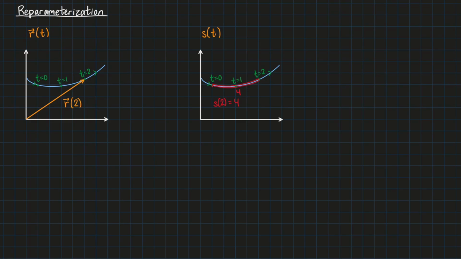What we could do now is we can make s the parameter of r. After we find s of t, we can isolate t to get t as a function of s, t of s. We then can go back to r and get r of t of s, and the vectors pointing to the curve now depend on the arc length, so we can write it as r of s.